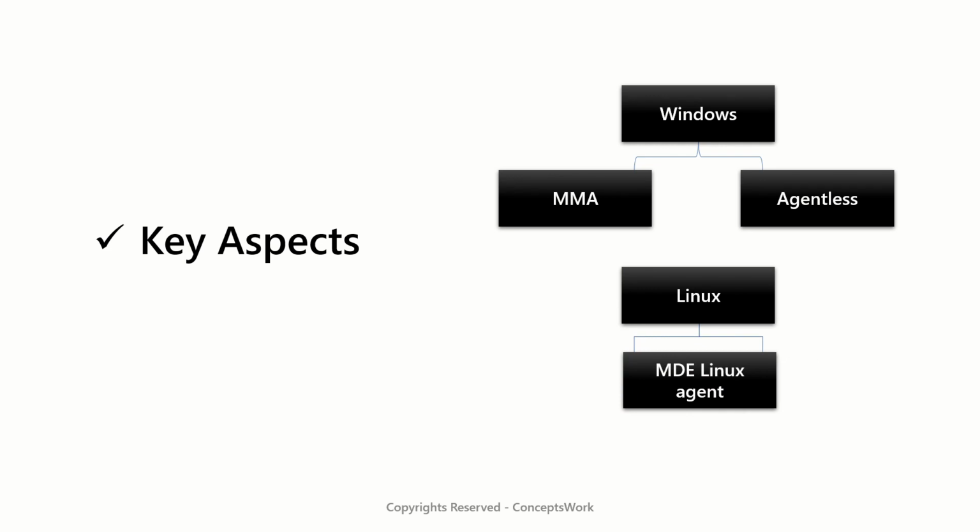Now, what do I mean by this? The MDE Linux agent is completely independent of the OMS agent, and the MDE agent has its own predefined configuration, which is scoped to capture the set of information required from an MDE perspective itself. So in order for MDE to work on a Linux machine, you need the MDE Linux agent, not the OMS agent. This is very important, so I thought of covering it here in the key aspects section itself.